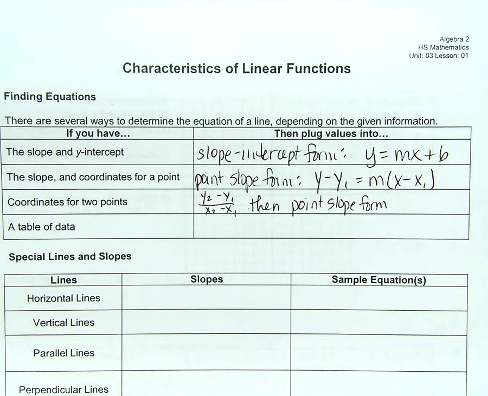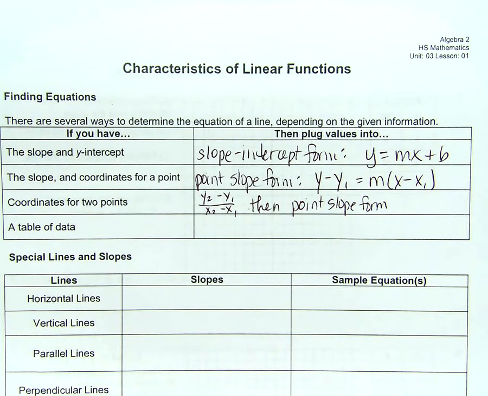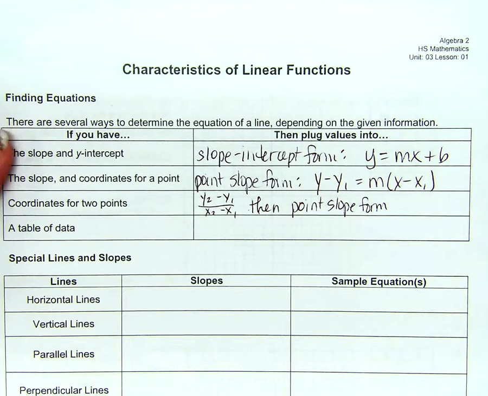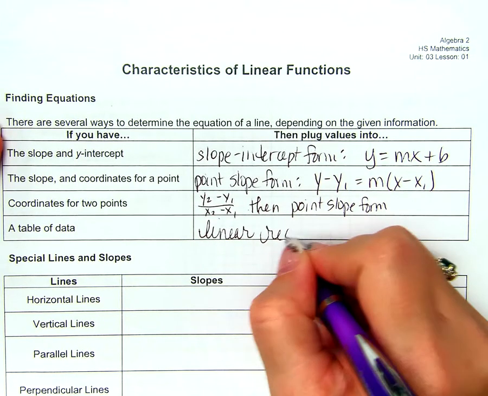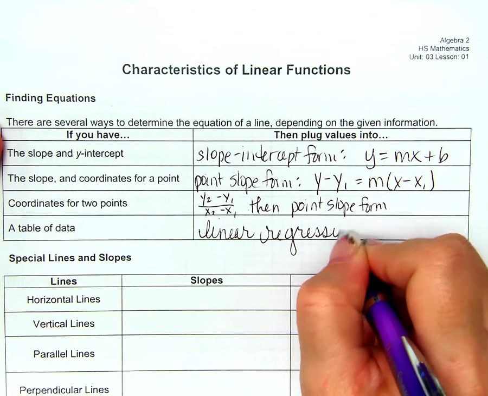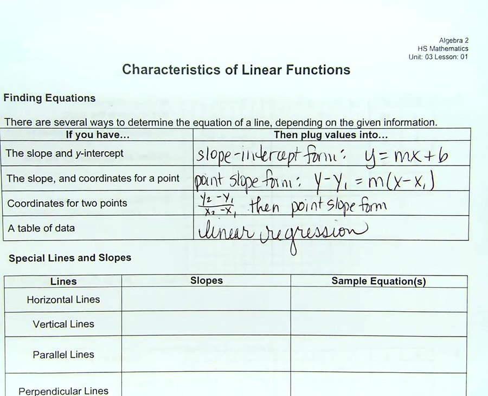Okay, wait, are these the only ways to do this? No, you guys know how I feel about that, right? There's almost never just one way to do stuff. These are probably the quickest and easiest for most times. Fair enough? Okay, so what if you have a table of data? Linear regression. We have not talked about that in here yet this year. We will soon. That's foreshadowing. Dun, dun, dun.